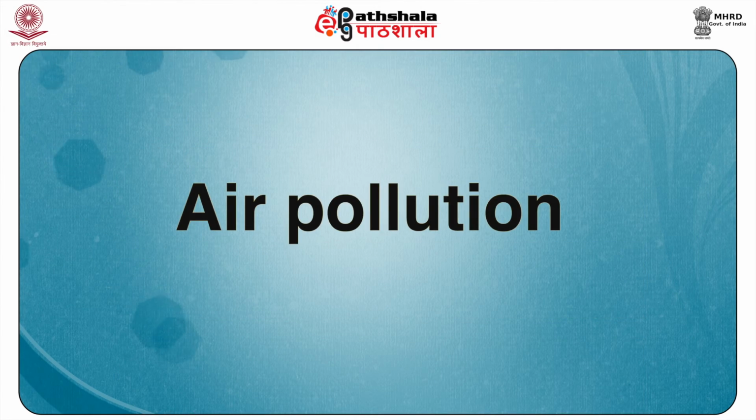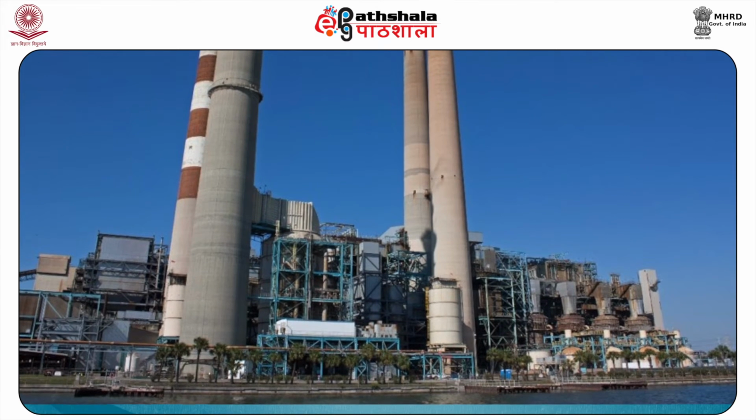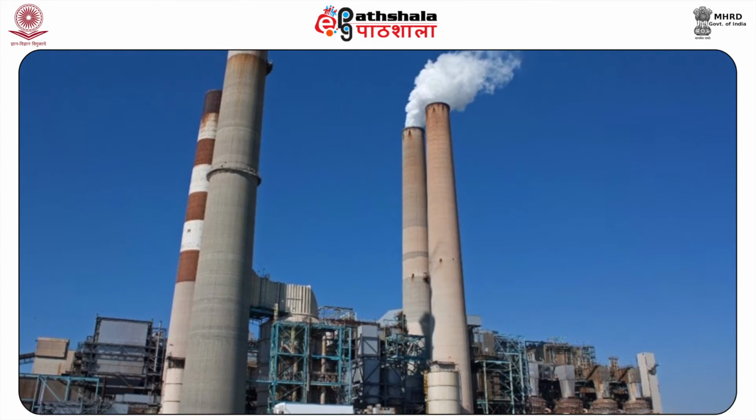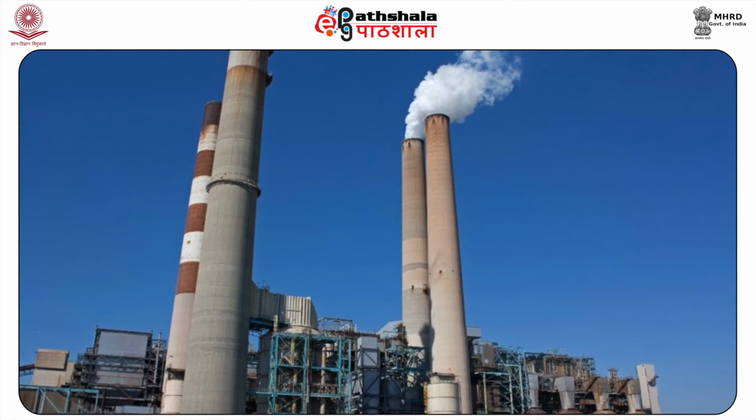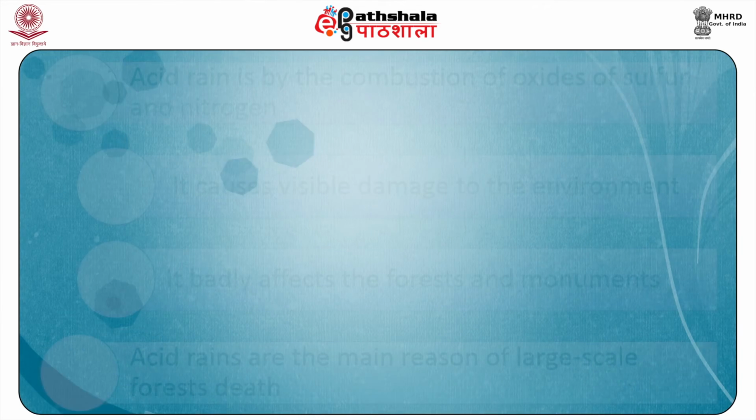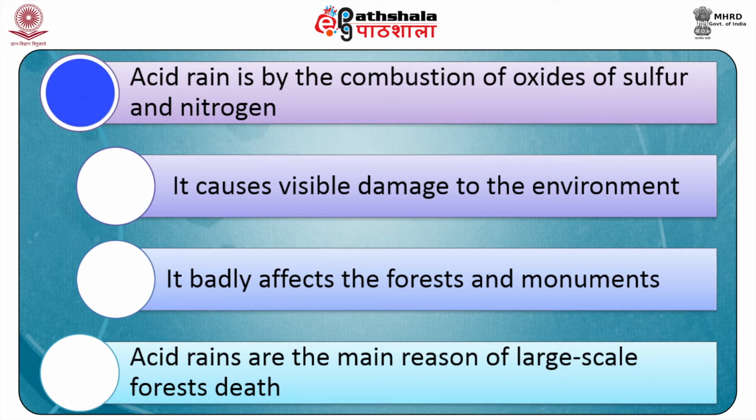Air pollution. Coal burning centers lead to emission of noxious gases which cause air pollution. This polluted air is the major factor for acid rain and global warming. Acid rain is caused by the combustion of oxides of sulfur and nitrogen. It causes visible damage to the environment. It badly affects the forests and monuments.